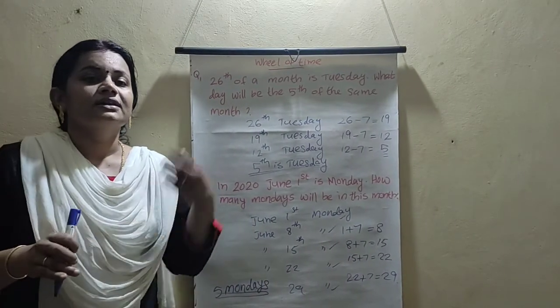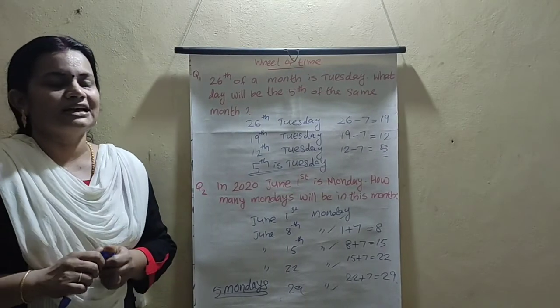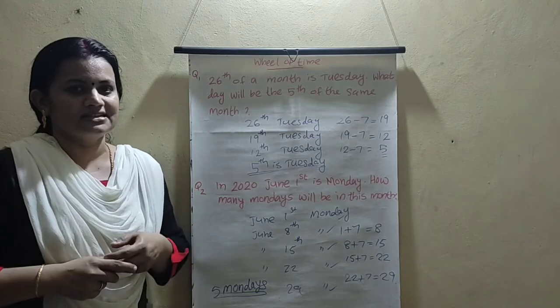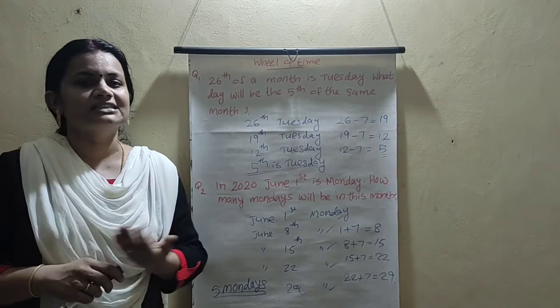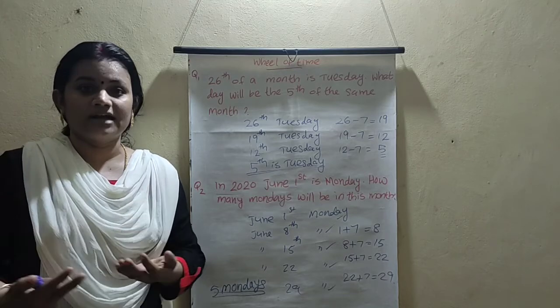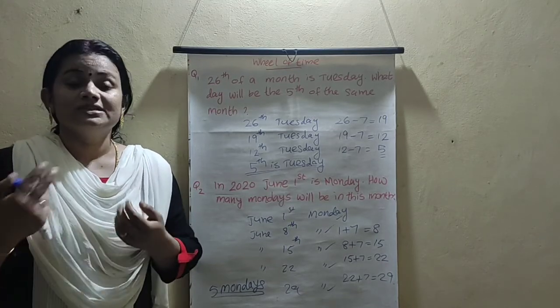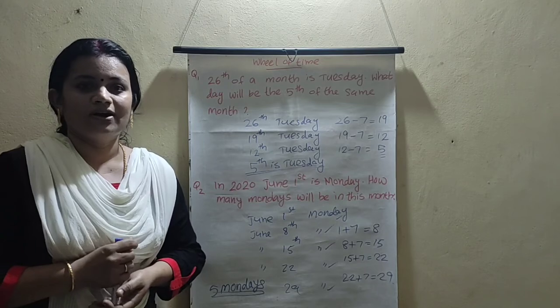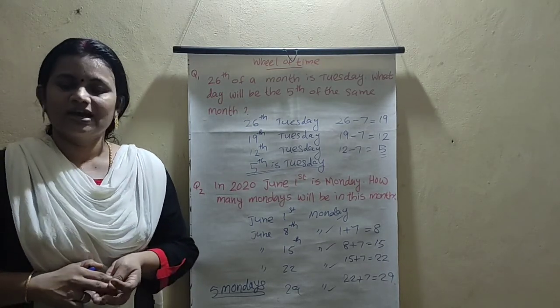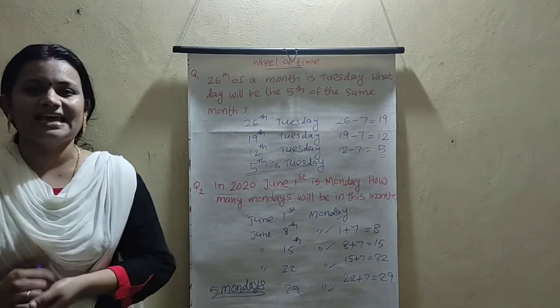So this is the last section of the second chapter, Wheel of Time. Now we have finished our second chapter. Next class onwards we will start our third chapter, joining thousands. The thousands we already studied in the first chapter: how to read the 4-digit number, how to write the 4-digit number. You just check our first chapter and recall it.